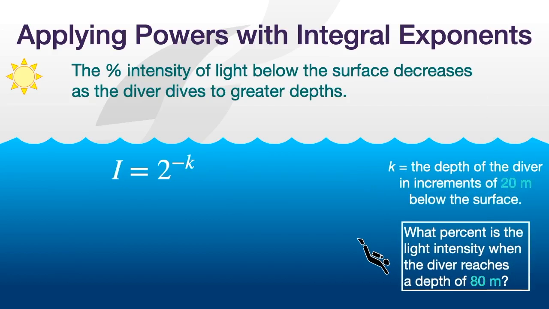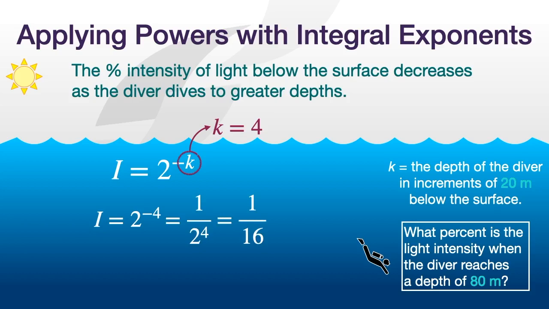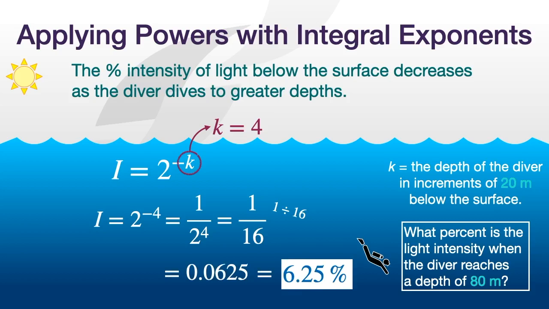K is the number of 20-meter increments, so for 80 meters, K must be equal to 4. 2 to the negative 4 is equivalent to 1 over 2 to the positive 4, or 1 over 16. If we divide 1 by 16 using a calculator, we get 0.0625, which is equivalent to 6.25%.